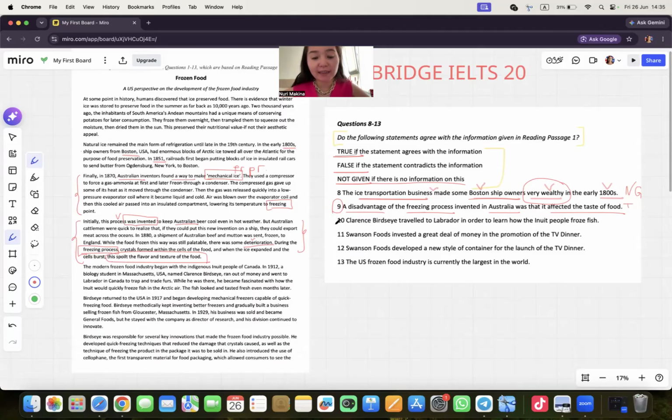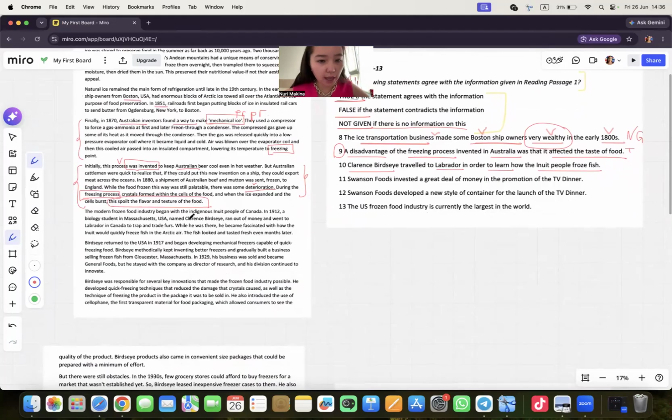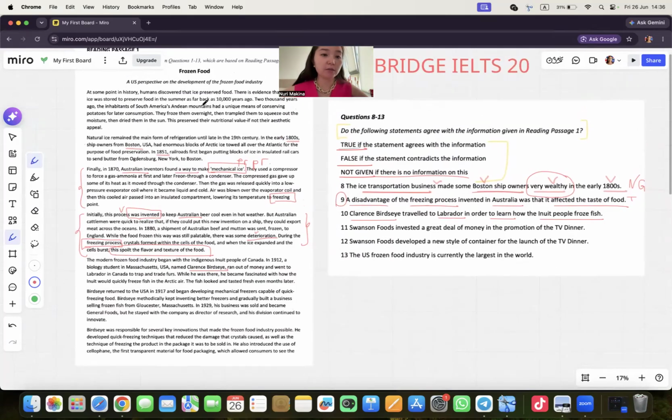Okay, now next one, number 10. Clarence Birdsey traveled to Labrador in order to learn how the Inuit people froze fish. Okay, this person is our keyword, this place, and in order to learn how the Inuit people froze fish. Okay, so now it's time to look for this person. I see this person in this paragraph number 5. As you can see, we're not going above. We're not going to look for Clarence Birdsey, this name, or Labrador, this place's name, above.